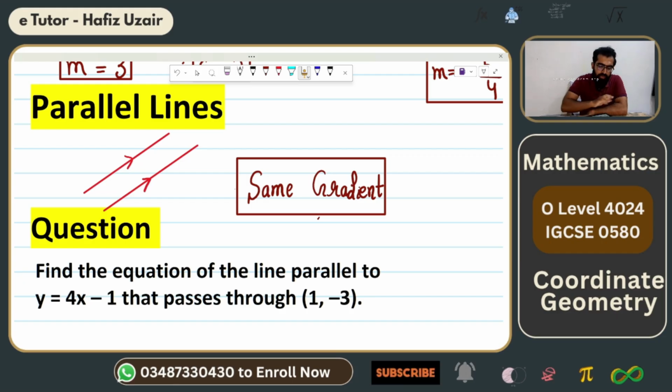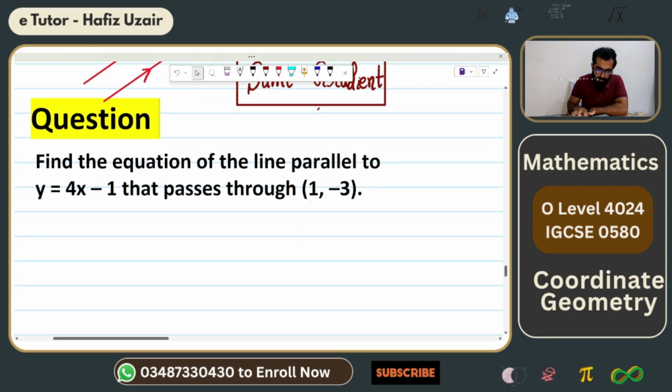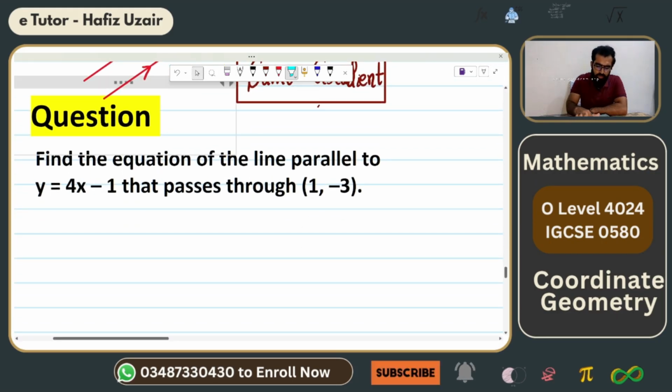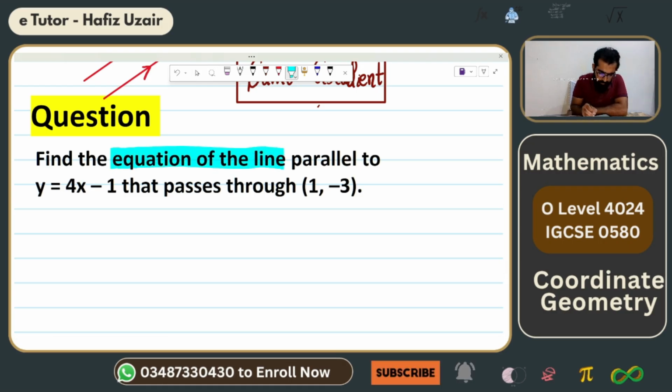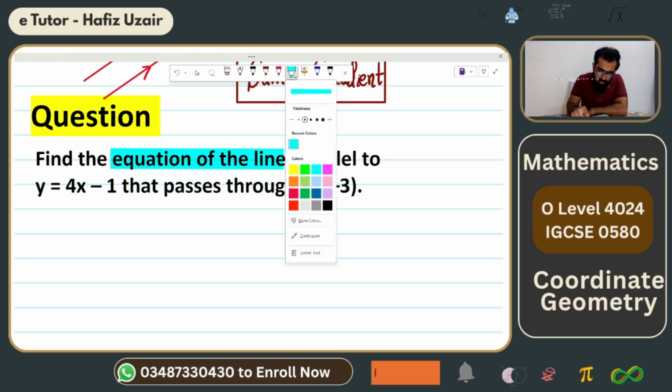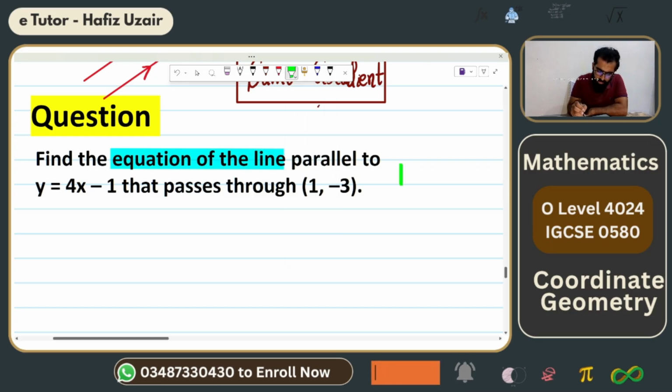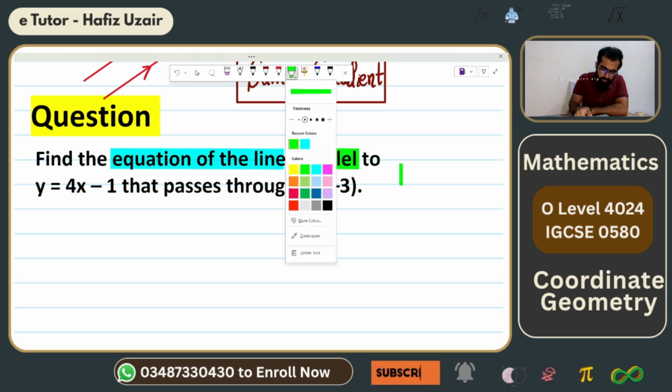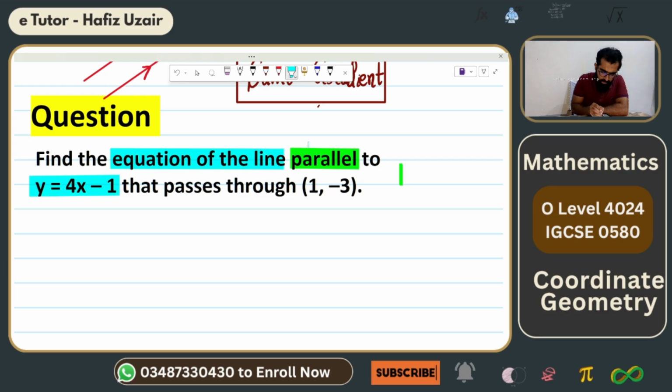Now I have taken a question from past papers. You need to find the equation of a line. And here the keyword is parallel. I'm going to highlight it with a different color. So: the equation of a line parallel to y equals 3x minus 1 that passes through (1, -3).